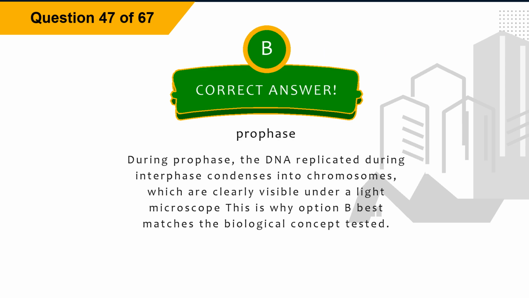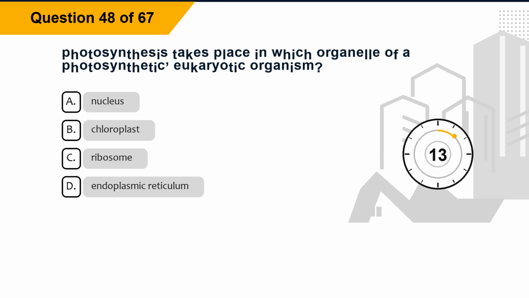Explanation. During prophase, the DNA replicated during interphase condenses into chromosomes, which are clearly visible under a light microscope. This is why option B best matches the biological concept tested. Question 48. Photosynthesis takes place in which organelle of a photosynthetic, eukaryotic organism? Option A, nucleus.